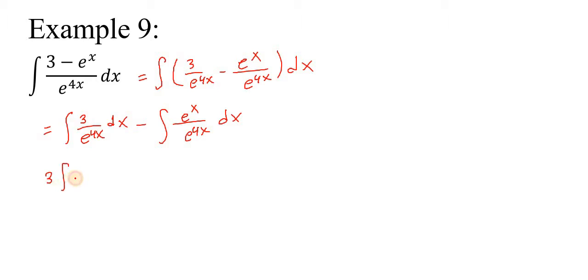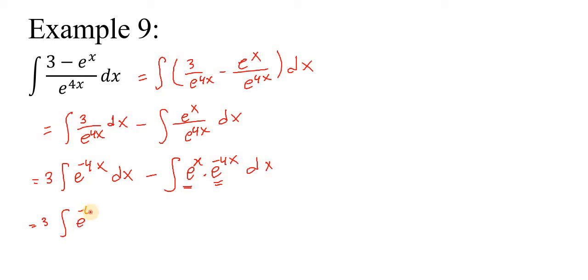I will have 3 times the integration of e to the negative 4x dx, and then minus, I can bring the denominator with a negative exponent to the numerator, so I will have the integration of e to the x times e to the negative 4x. When we multiply the same bases, we add the exponents, so I'm going to do that in the next step. This is equal to 3 times the integration of e to the negative 4x dx minus the integration of e to the x minus 4x, which is negative 3x, dx.